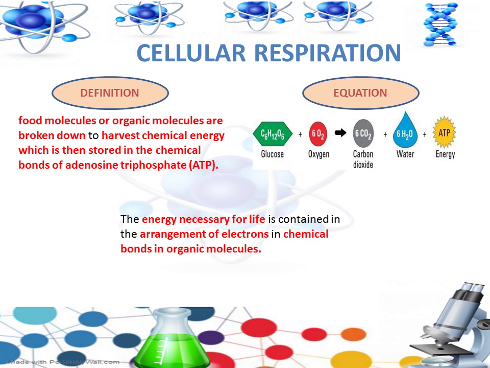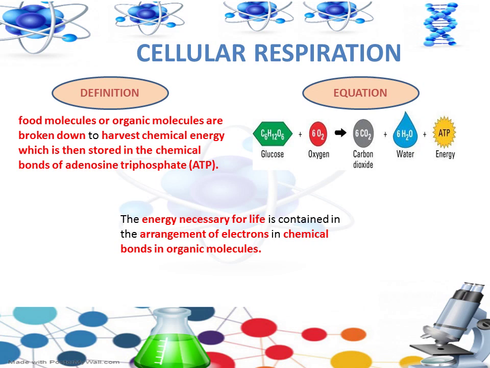So basically, you need to know the definition of cellular respiration. Cellular respiration is a process where food molecules or organic molecules are broken down to harvest chemical energy, which is then stored in the chemical bonds of adenosine triphosphate. So this is what cellular respiration is.